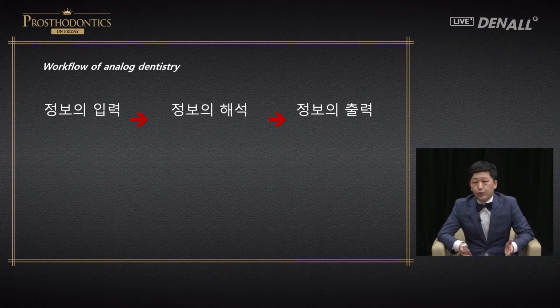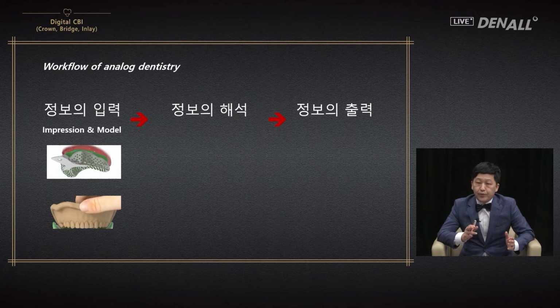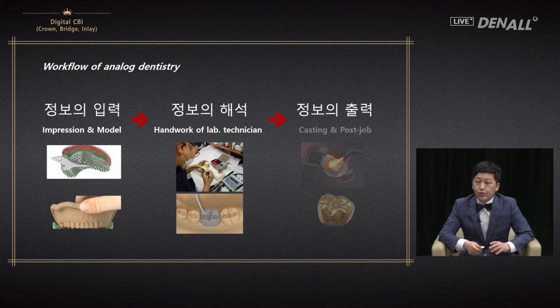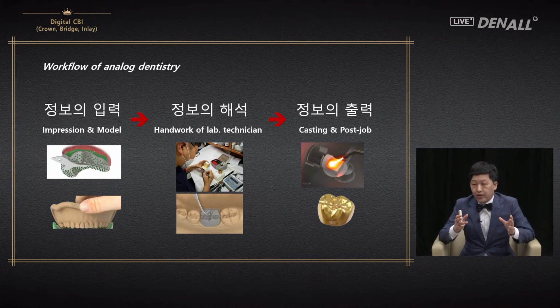What kind of workflow does the analog method have? Displayed is the same input, interpretation, and print. Impression and model fabrication leads to input, and interpretation is done via lab technicians' handwork, like wax up, and interpretation is put to create the final prosthesis, the crown. The physical casting or other processes are involved to make the prosthesis.